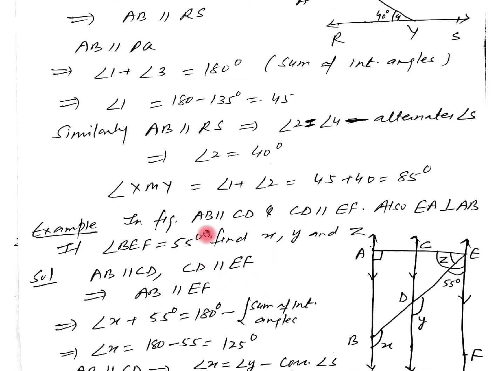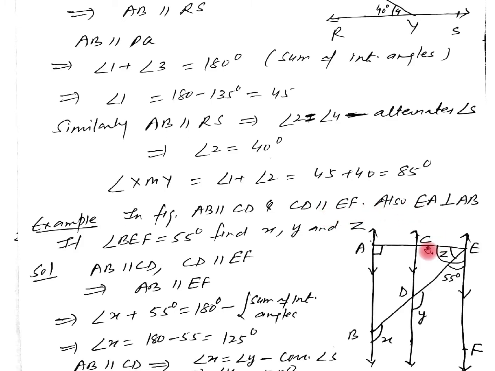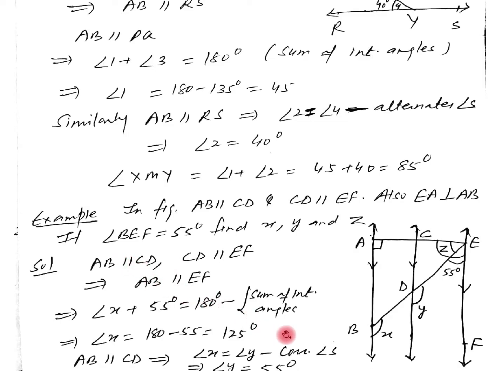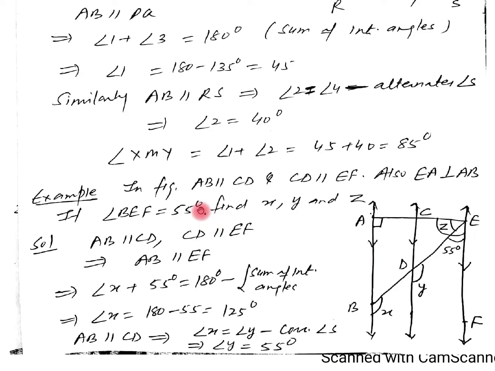Now in the figure, it is given that AB is parallel to CD and CD is parallel to EF, and also EA is perpendicular to AB, and angle BEF is given to be 55 degrees. Find the value of X, Y and Z. Let us see how to do the question. First, AB is parallel to CD and CD is parallel to EF. This implies AB must be parallel to EF.